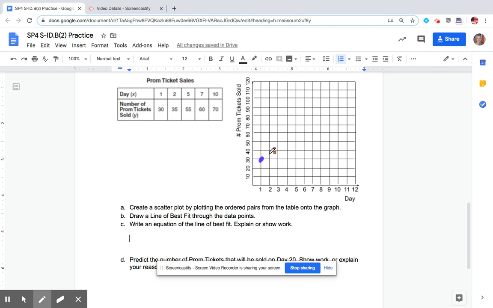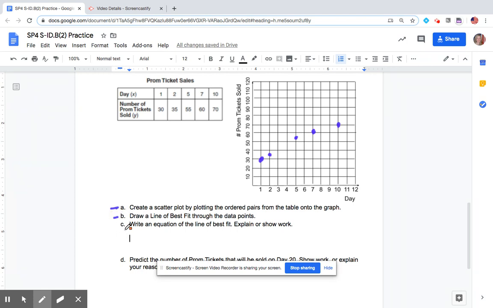Day 2, 35 were sold. Day 5, 55 were sold. I'm going right between 50 and 60 on day 5. Day 7, 60 were sold. Day 10, 70 were sold. So I've completed part A.